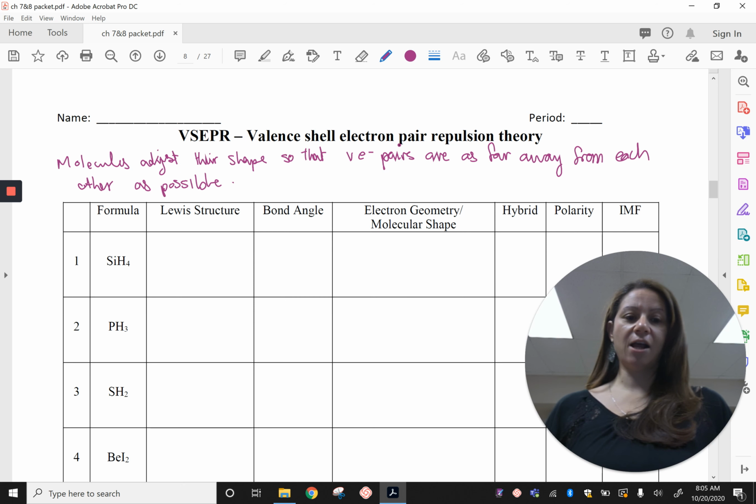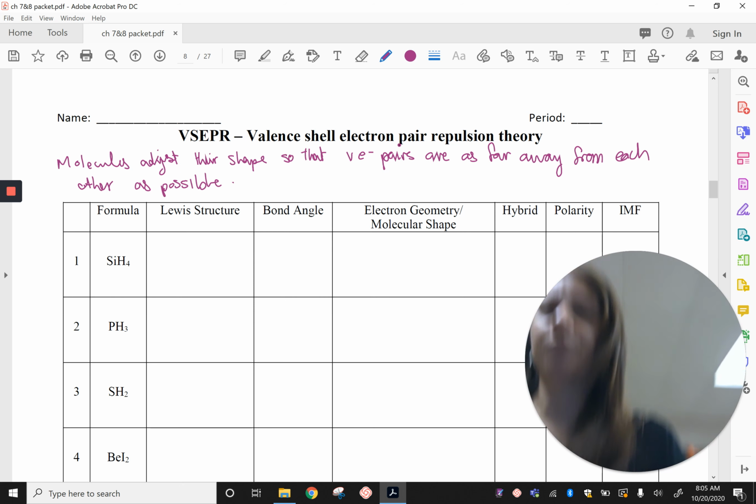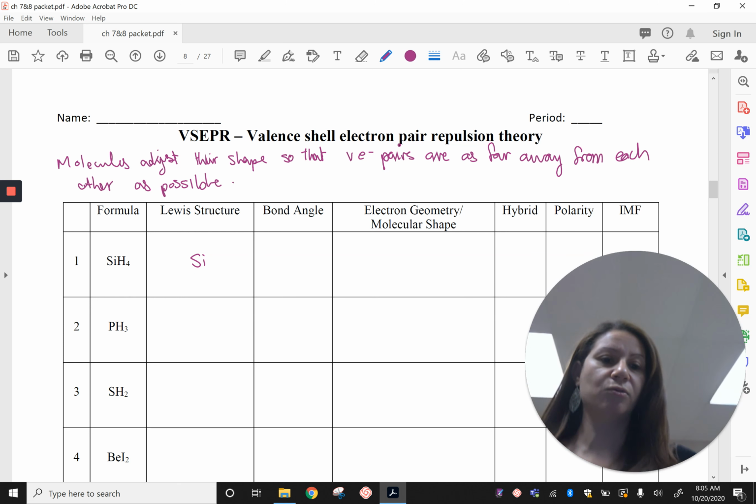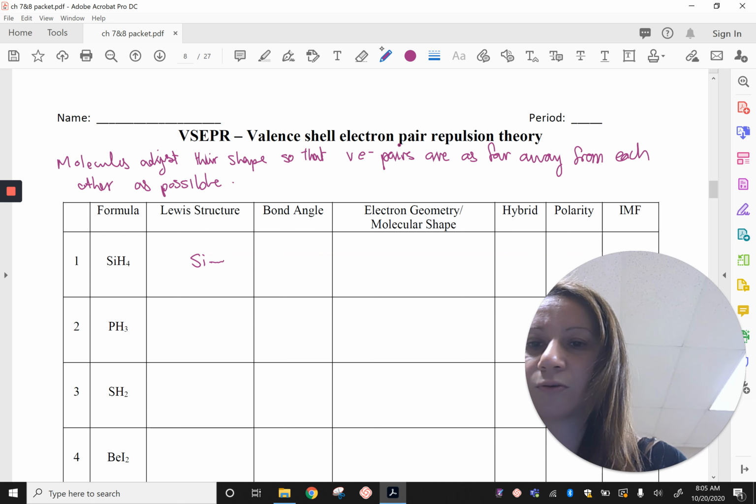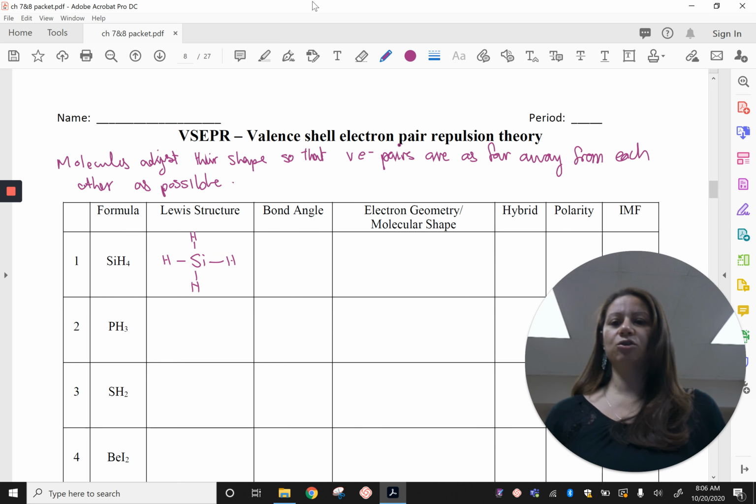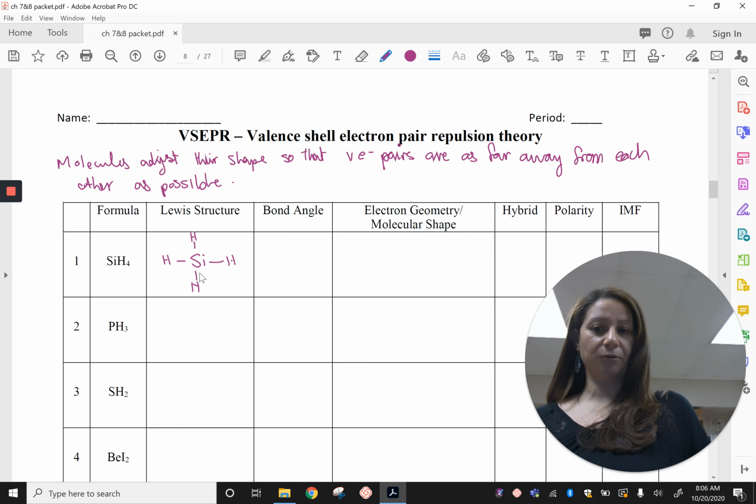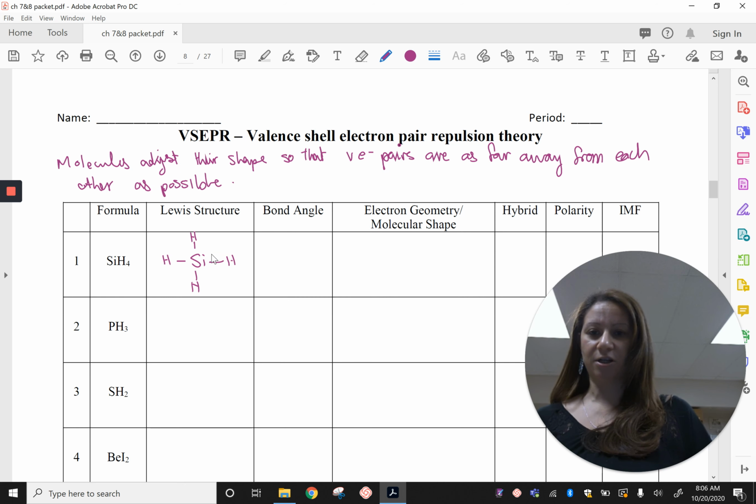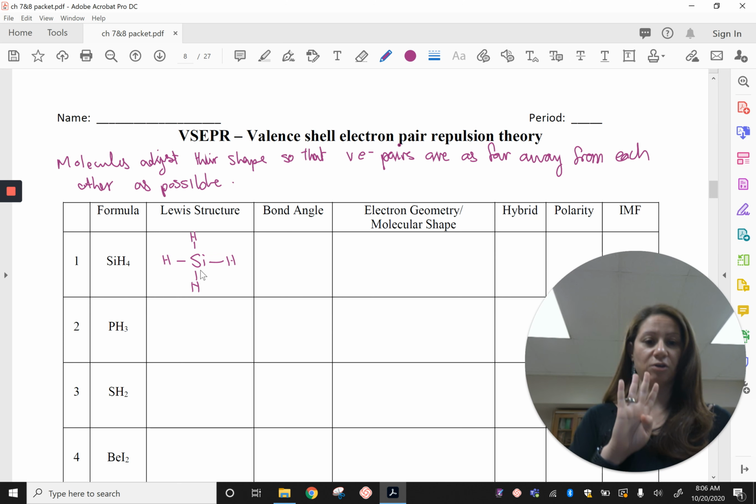So we're going to draw SiH4 first. Silicon has 4 valence electrons and it's going to bond to 4 hydrogens. So it's going to look like this. Okay, so once you make it, you look at your central atom, that means the atom that's in the middle, and you see how many areas of electrons are around. So it looks like there's an area of electrons, there's another one, and another one, and another one. So 4 areas of electrons.